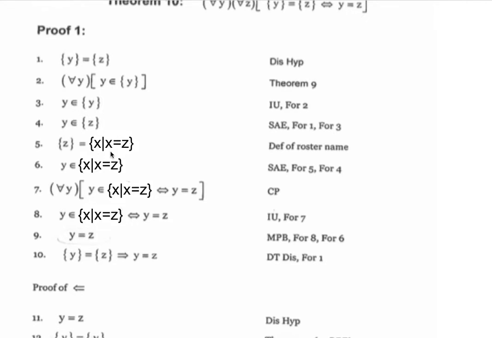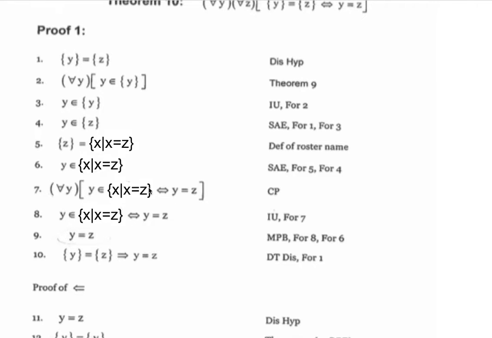Now, that's going to be helpful because I know the definition of a roster name. The set containing z equals the set containing x such that x equals z. And then I'm able to make a substitution again using statement 5. So rather than writing the set containing z, I write the set containing x such that x equals z, so that I can then use the comprehension principle to say that y equals z. And now we are almost home free.